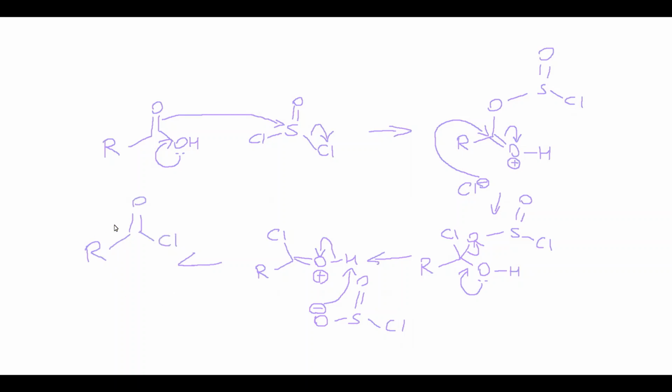Like I say, we can vary our R group here, and doing so will give us a wide variety of different acyl chlorides. All we have to do then is react these acyl chlorides with diazomethane, which we will see an example of in the next clip.